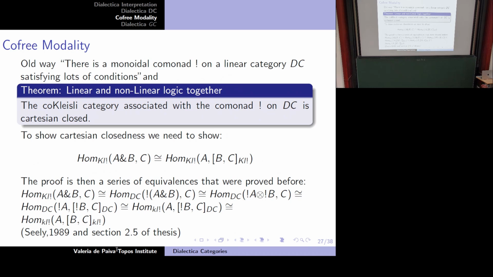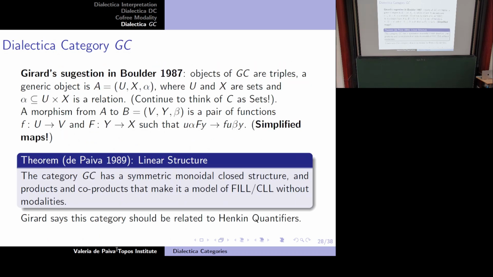And once you get all these things in place, it's ducks in a row. You just shoot them and you get the theorem that you want, which says that the co-Kleisli category associated with the comonad is Cartesian closed. It's a one-line proof. Everything works. When Girard saw that in Boulder in 1987, he said something like, no, you don't want to do intuitionistic linear logic, you want to do classical linear logic.